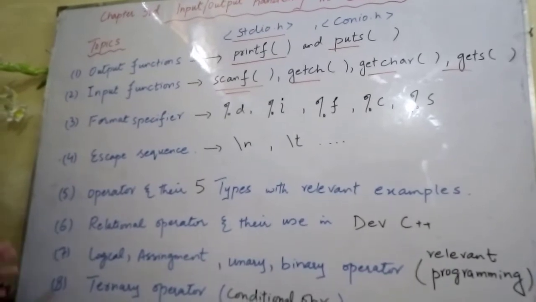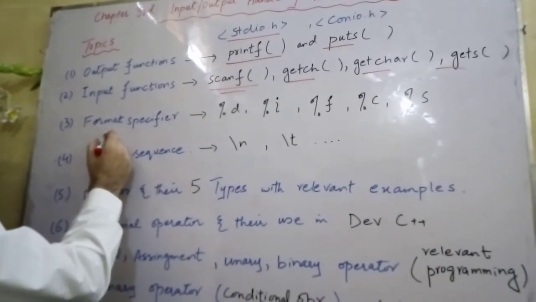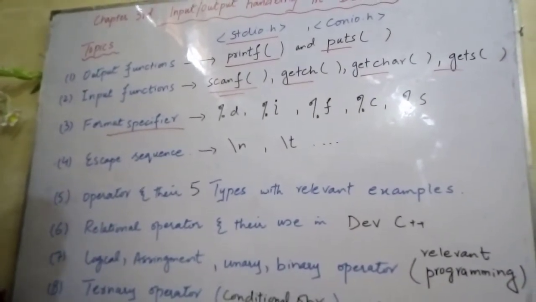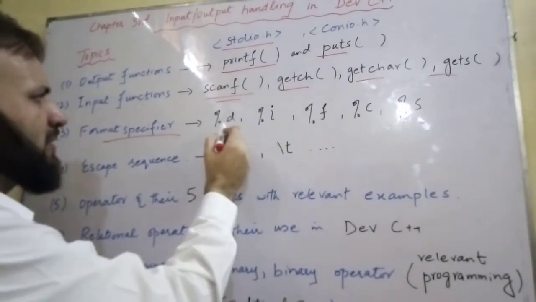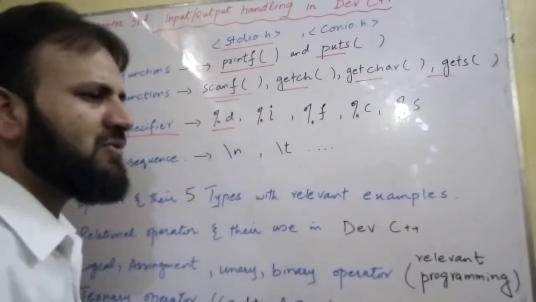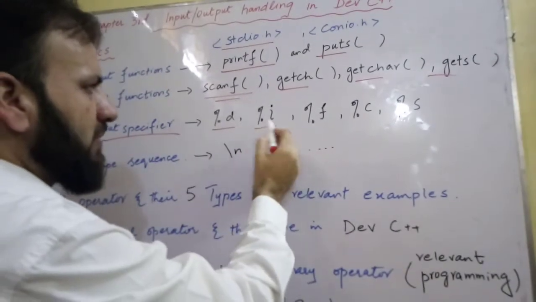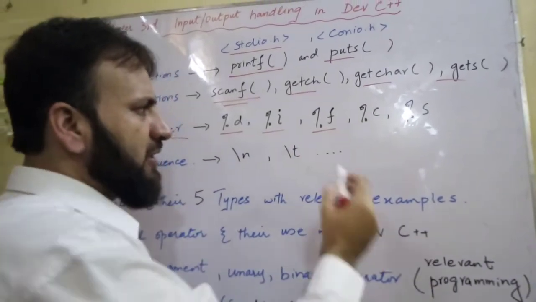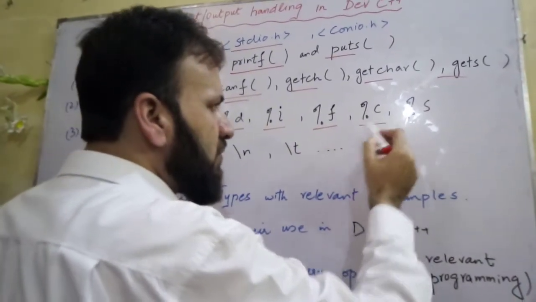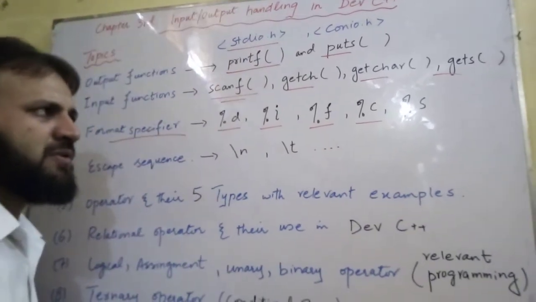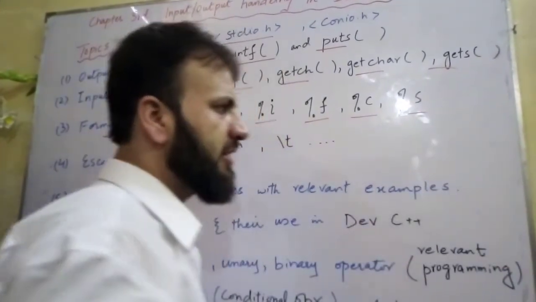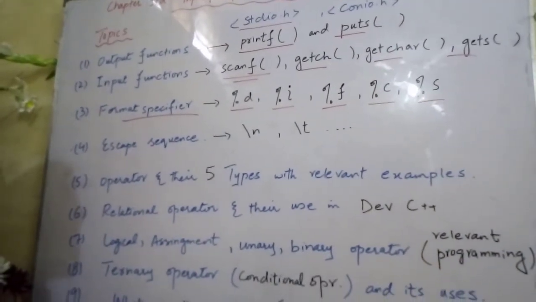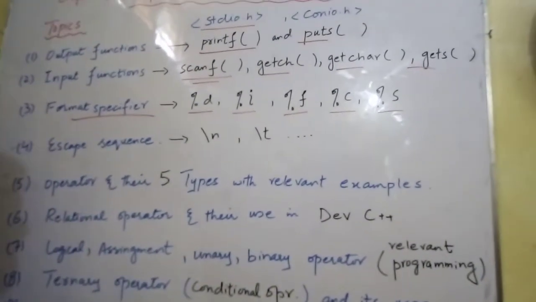The third topic we will see is what the format specifiers are and how we can use them in our programming. For example, %d for decimal integer, %i for integers, %f for fractional data type, %c to display a character, and %s for string data type. These are the format specifiers that we can use with our printf statements to display the output on the screen.